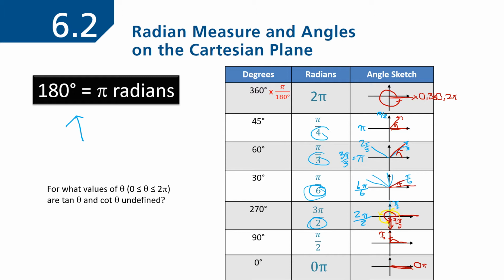So looking over to the side, we have a question: for what values of theta, where theta can only be between 0 and 2 pi, are tan theta and cotan theta undefined? So right now we've just talked about degree measurements. We haven't talked about sine, cos, or tan of any of these things, right? We haven't even got those functions in there yet. We're just talking about the degrees themselves. So some of these degrees for sine, cos, tan, or cotan will be undefined. So let's figure out where they are.